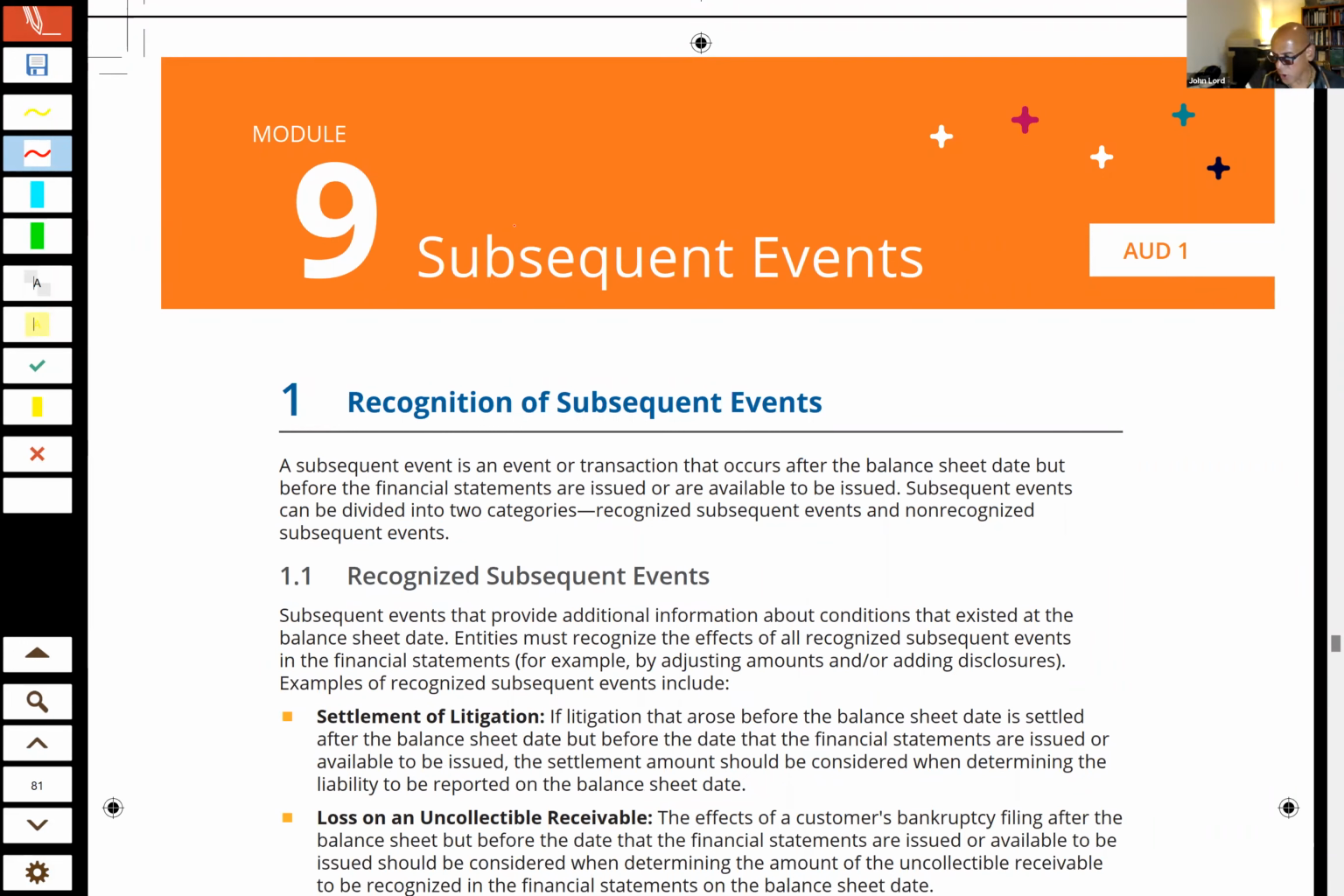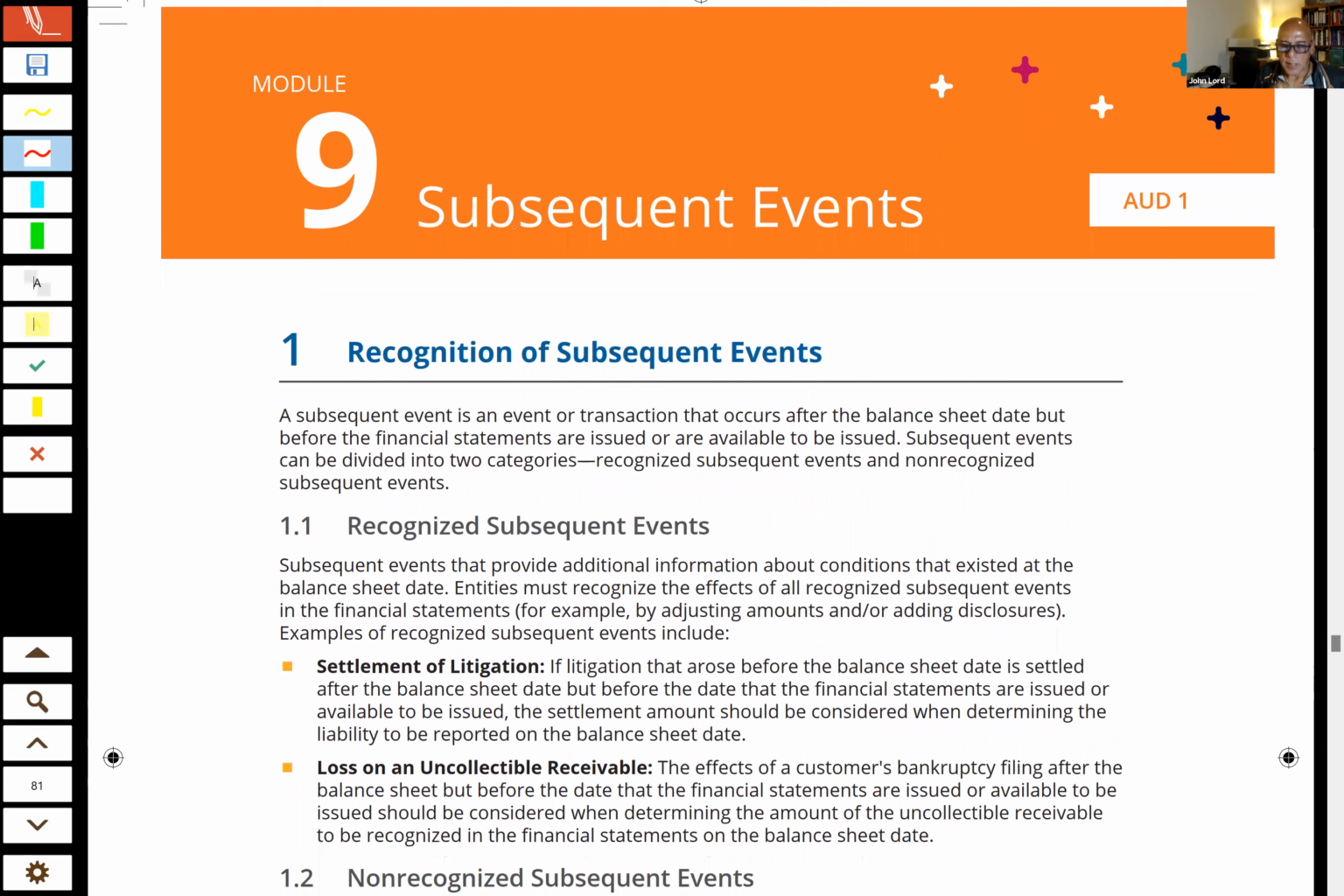Okay, good. Let's take a look then at our next module now, which is going to be subsequent events. Just let me get myself caught up here and turn back a couple pages. Subsequent events. Now, what happens? I have as the date of the financial statements in many, many cases December 31st, 2022.